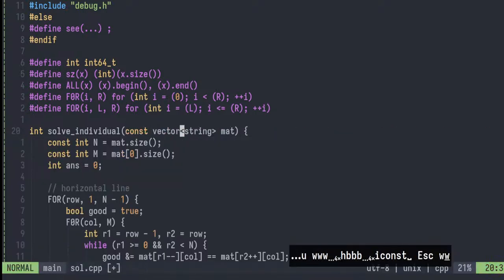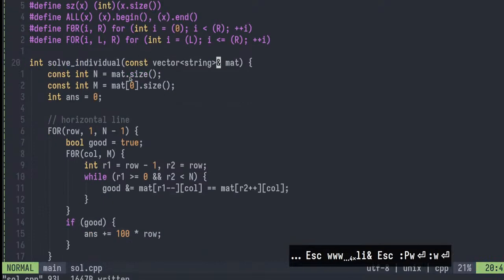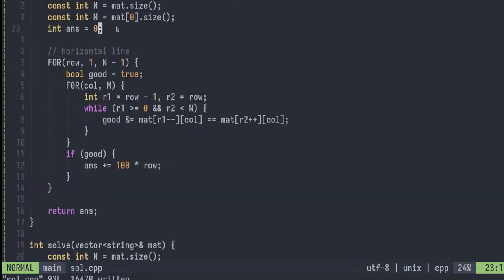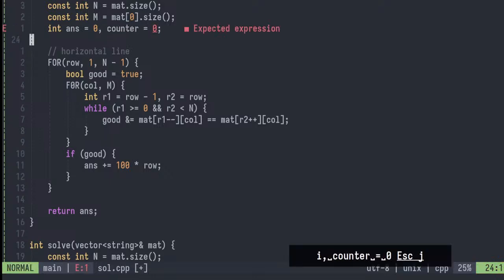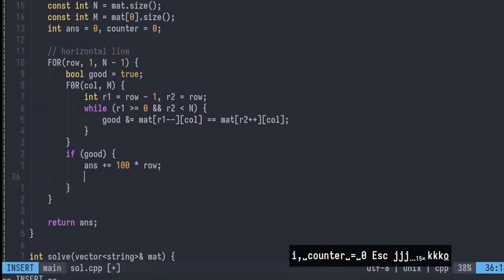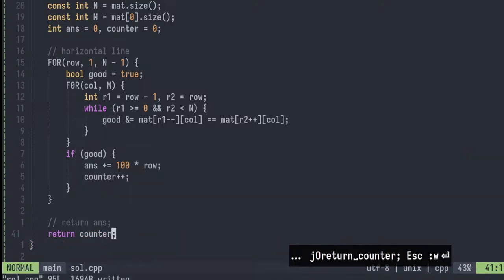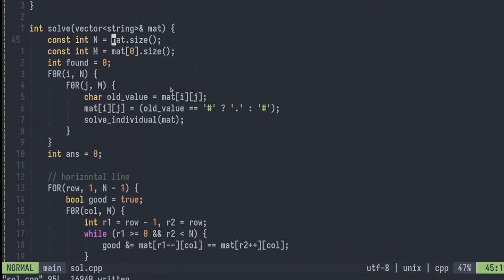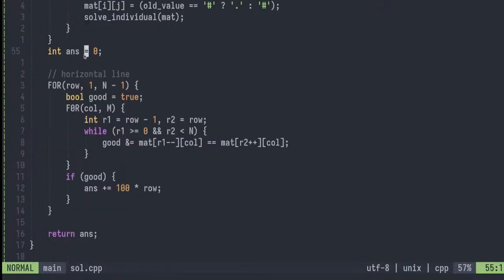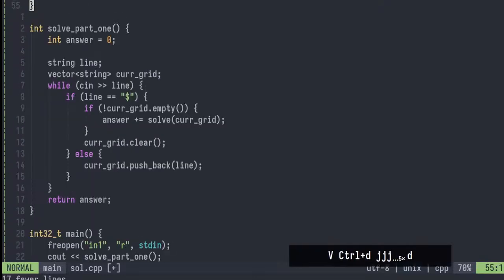This should be constant and take it as a reference. This will do the same thing, right? If it finds, let's for now keep this counter as well, which keeps track of how many good horizontal lines that we found, and return that instead. First, just to check whether we find exactly one. This interchange is now a separate function, so removing it.